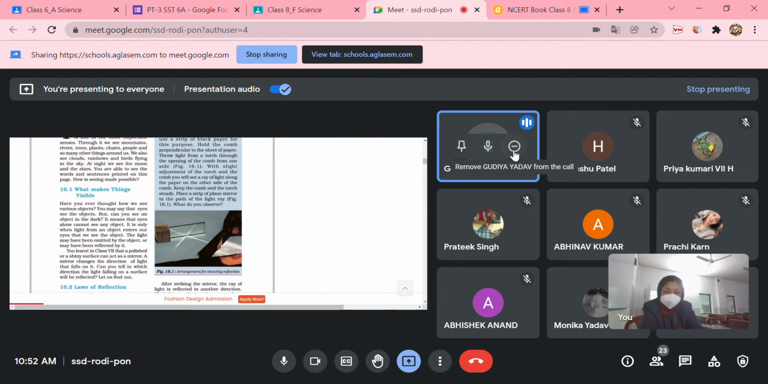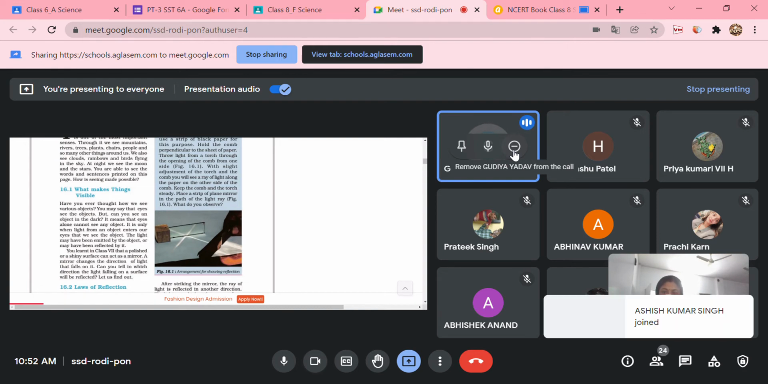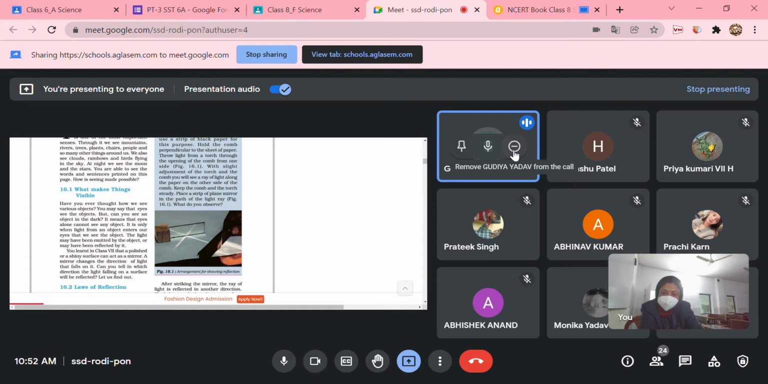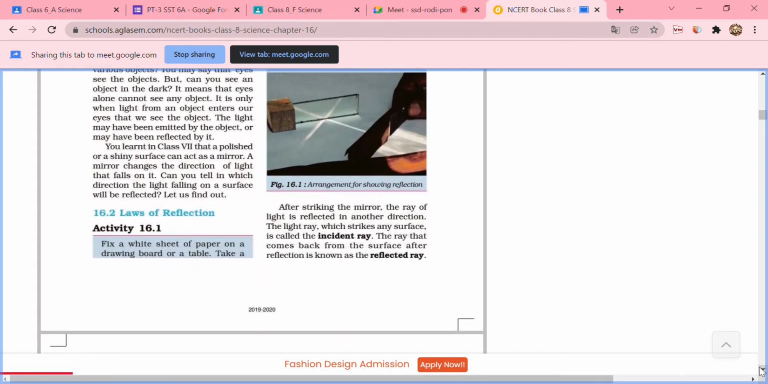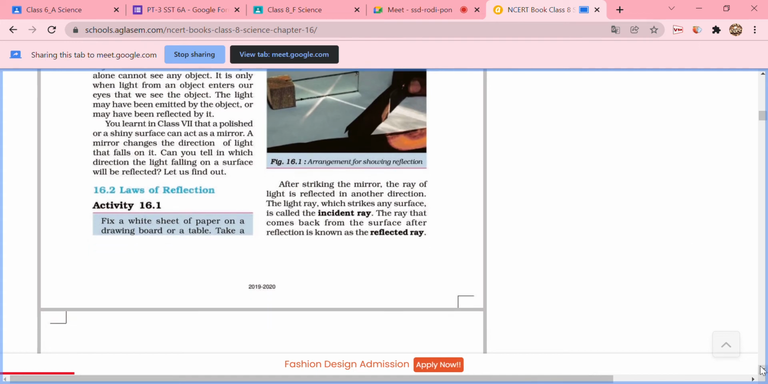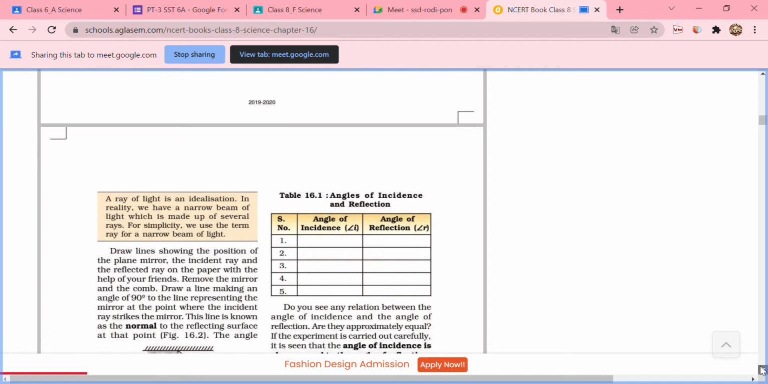With slight adjustment of the torch and the comb, you will see a ray of light along the paper on the other side of the comb. Can you keep the comb and the torch steady? Place a strip of plain mirror in the path of the light ray. Figure 16.1. What do you observe? After placing the mirror, the ray of light is reflected in the other direction. The light ray which strikes any surface is called the incident ray. The ray that comes back from the surface after reflection is known as the reflected ray.